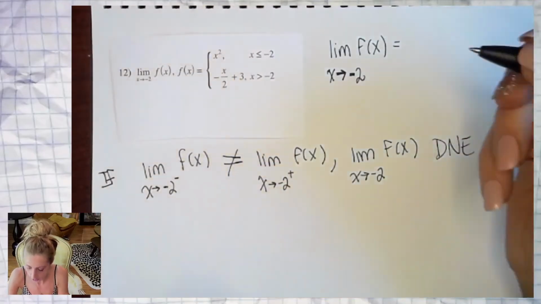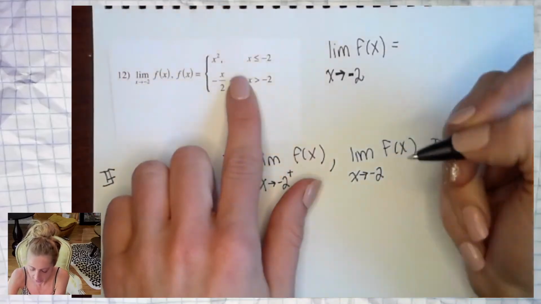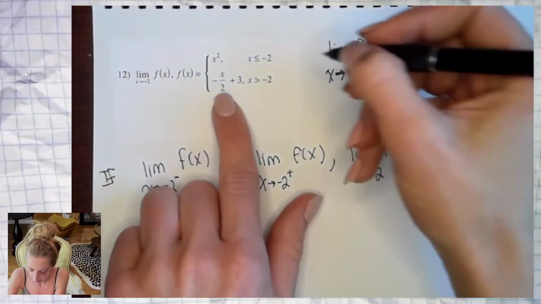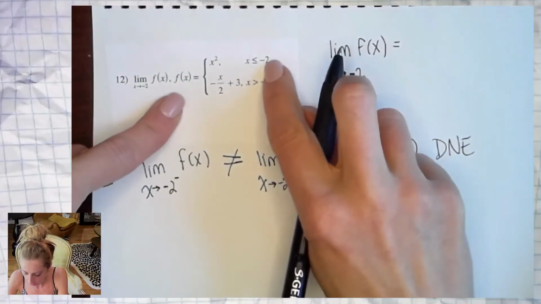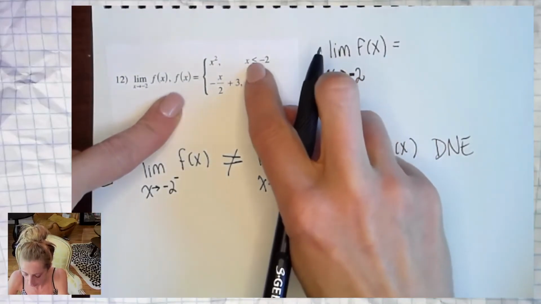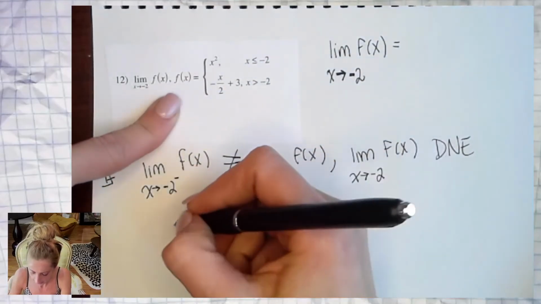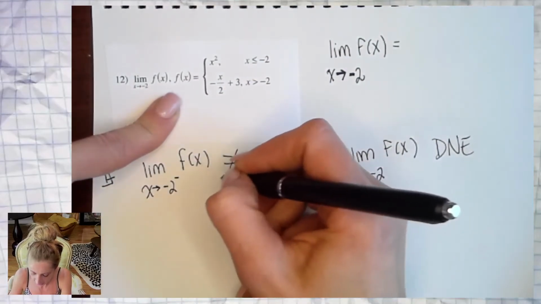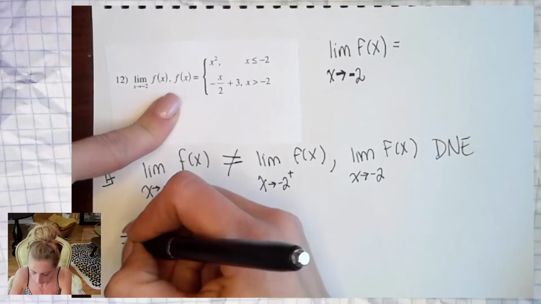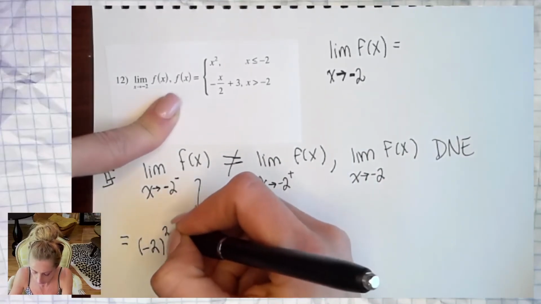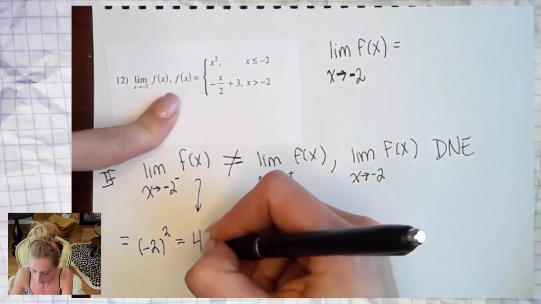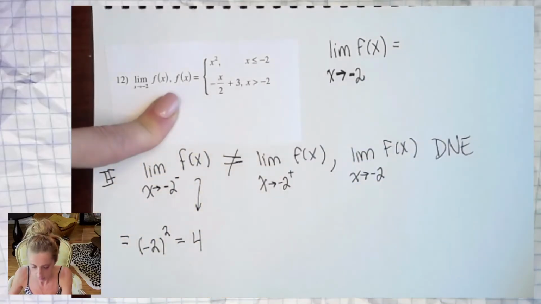So the fastest way to do it without graphing: plug it in the top, plug it in the bottom. Check both the left and the right. So the left, we're going to approach -2 from the left. Which one's the left? When x is less than or equal to it. So how do I do that? Well, direct substitution: negative 2 squared, which equals 4. So the left-hand limit is 4.